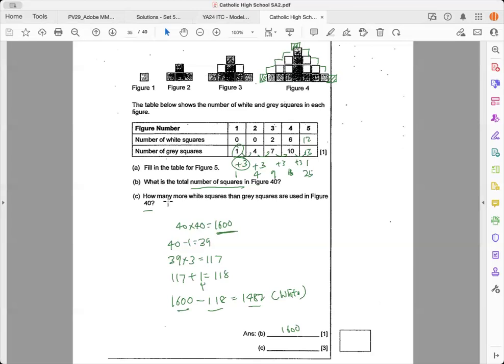So the question is, how many more white than gray? So 1482 white minus 118 gray, that will be the difference, 1364. Answer is 1364. Any question?